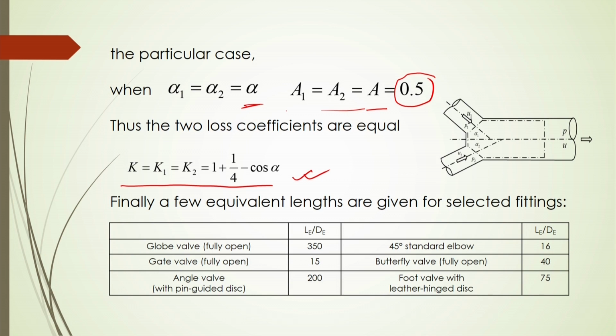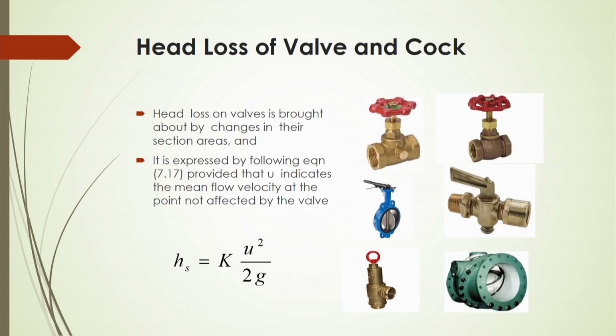A few equivalent lengths are given for the selected fittings here, and in the case of fittings you will get these loss coefficients, as already discussed earlier. Due to this fitting, for the globe valve, gate valve and angle valve, how the minor loss coefficients are obtained will be discussed later, for the different valves in the next part.